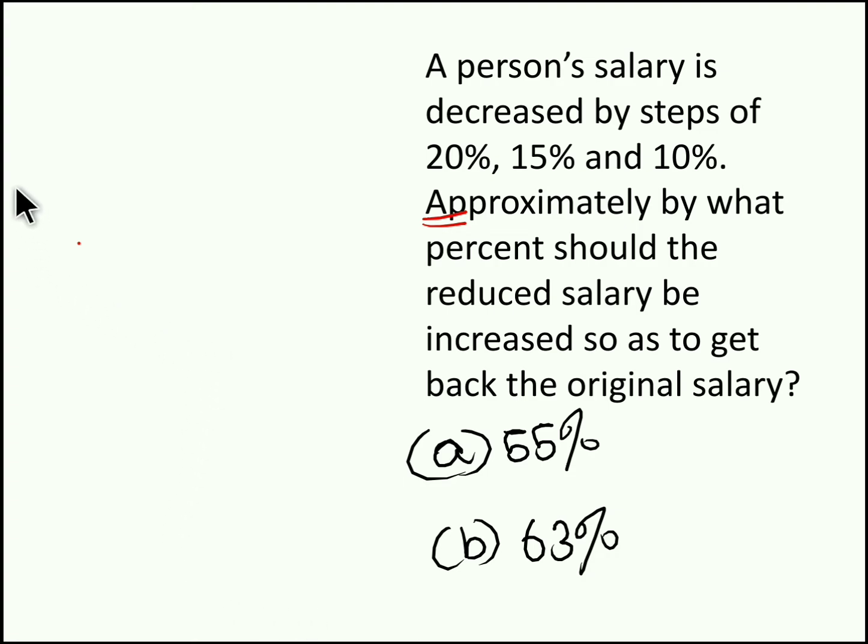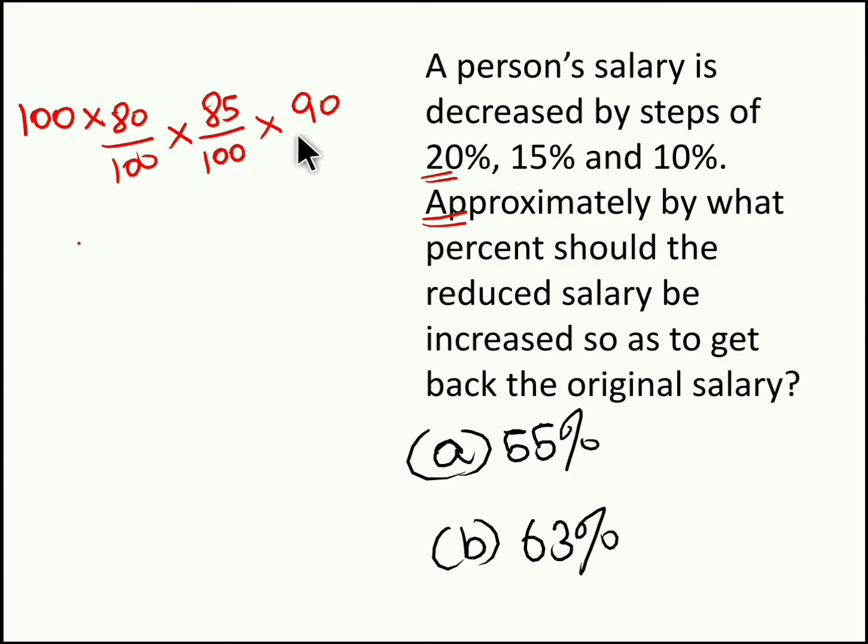Now we can imagine the person's original salary to be 100 rupees. So first from this 100 rupees, 20% is getting decreased. So if 20% is reduced, he will get only 80% of the original salary. So 80% of 100 is nothing but 80 rupees, right? Now keep it as it is. Again 15% is reduced from this 80 rupees. So 15% reduction means he will get only 85% of the 80 rupees. And again 10% is reduced. So it's 90 by 100.